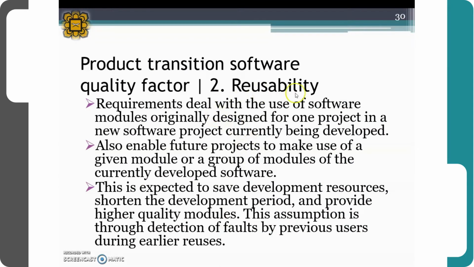The second one is reusability. These requirements deal with the use of software modules originally designed for one project in a new software project currently being developed. So sometimes some part of your modules are able to be used in other parts of the same system or another system. So you can make use of the existing module, because this can reduce a lot of effort, cost, and time. And at the same time, these modules have been tested, so that means you can also reduce the effort on testing. Okay.